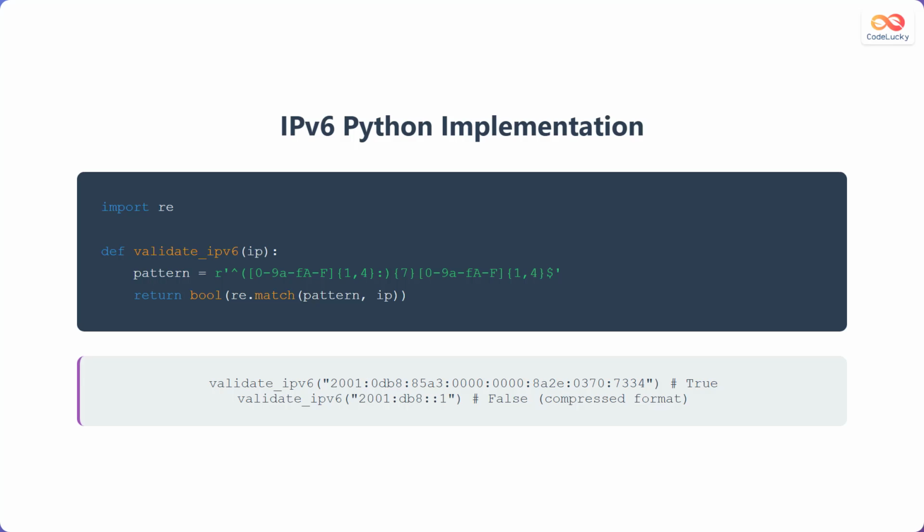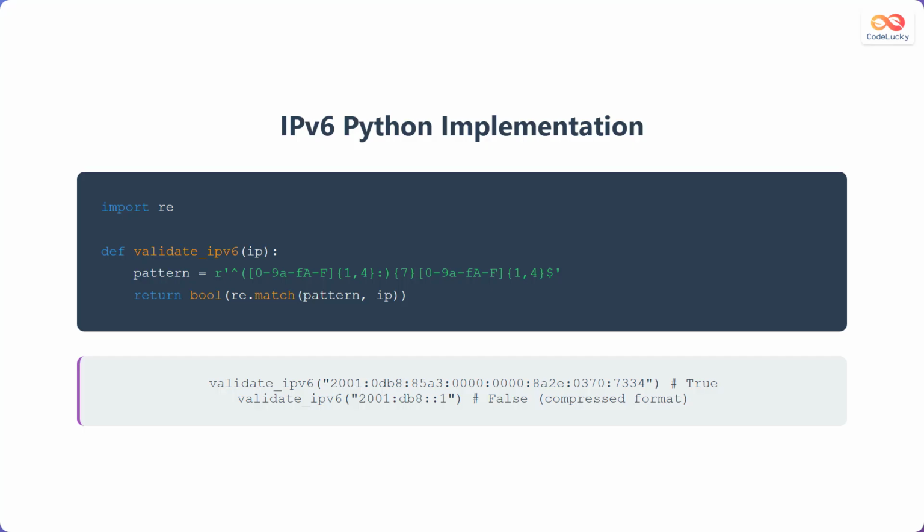Let's see how to implement the IPv6 validation in Python. We again import the re module. Define a function, validate_IPv6, that accepts an IP address string. Implement the IPv6 RegEx pattern we just discussed in the function. Use re.match to determine if the IP address matches the IPv6 pattern. The function returns true if there is a match, meaning it's a valid IPv6 address, and false otherwise. The examples on the screen show how to use this function.